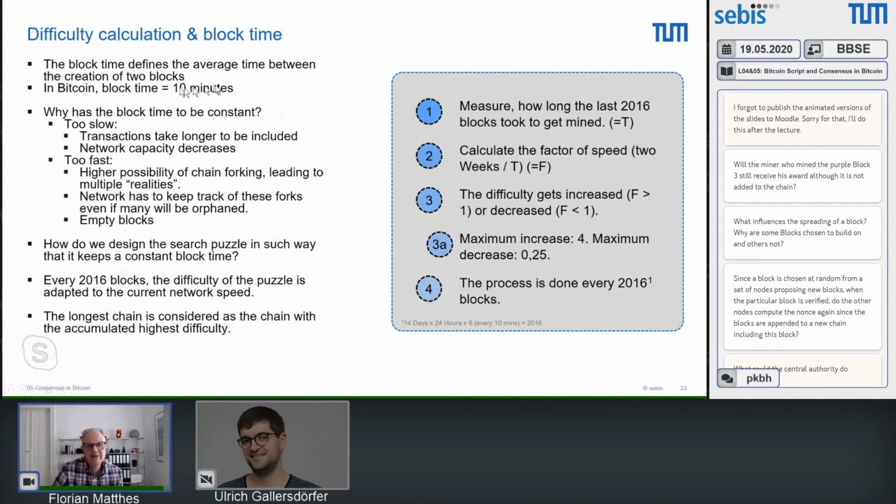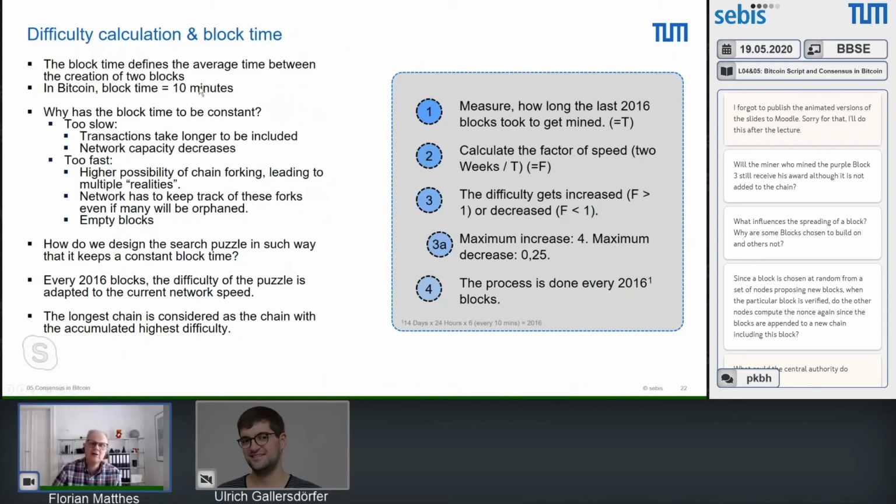And now the idea is that the network dynamically computes the difficulty of the puzzle. Because if you have a network with only 100 nodes, these 100 nodes solve maybe the puzzle on average in 10 minutes. But now maybe it becomes very attractive to become a miner. Now hundreds, thousands of other nodes are created. So these thousands of other nodes would, with high probability, solve the puzzle quicker. And again, the block time would go down.